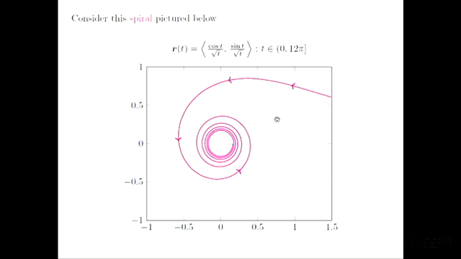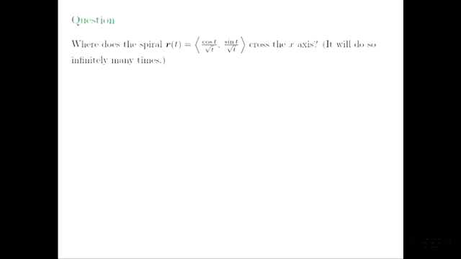And just so you can get a feel for how to work with these component functions, let's ask this question. Where does the spiral r(t), the vector whose first component is cos t over root t, whose second component is sine t over root t, cross the x-axis? We know it does so infinitely many times. So who has an idea here? How can we determine where this curve is crossing the x-axis? What is true about all points on the x-axis?